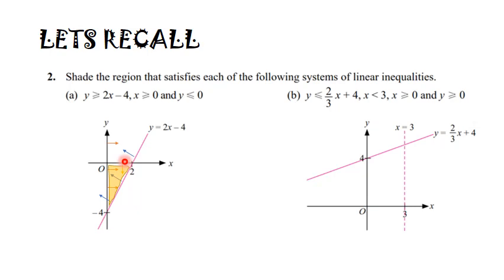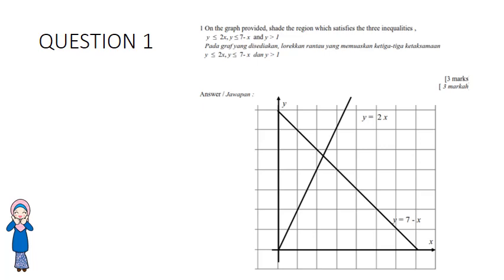The second example. When we talk about y less than or equal to 2/3 x plus 4, they have given you the line already. Less than is below. x less than 3, that's why you have a dotted line there, so it's to the left. And y greater than or equal to 0 is this horizontal line. So the region that satisfies all the inequalities is this trapezium. Simple, right?